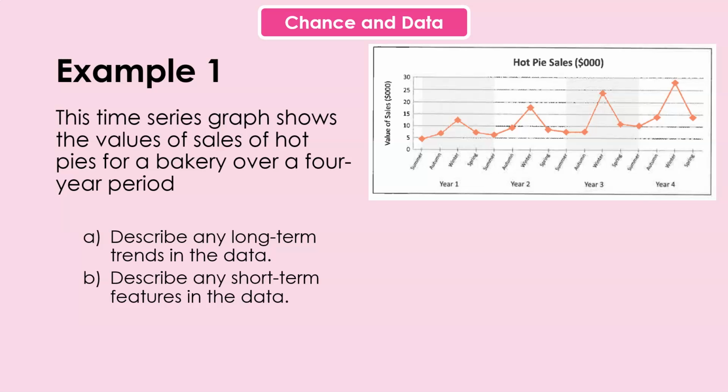But as a bit of a refresher from last lesson, the first thing I want you to do is have a go, and you'll need a piece of paper beside you. Pause the video, have a look at this graph on the pie sales over 4 years, and see if, first of all, you can describe any long-term trends, and second of all, describe any short-term trends. So pause the video now.